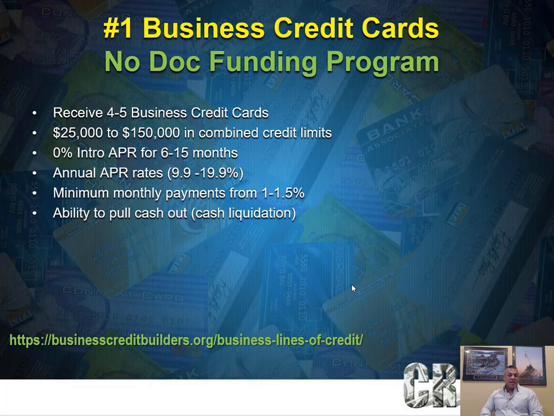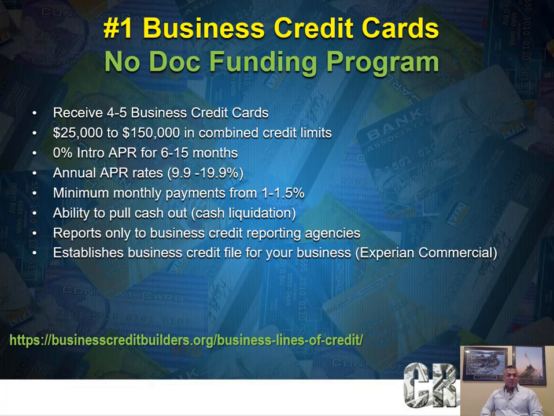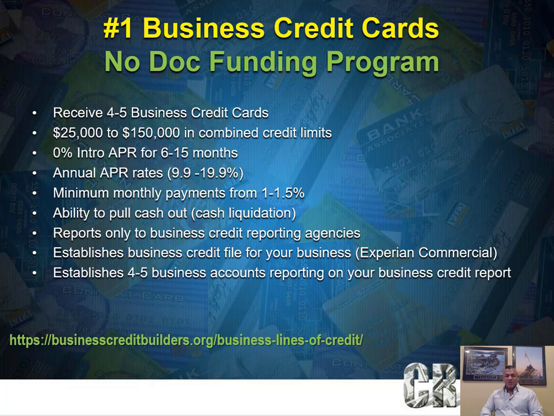We could do it for you through cash liquidation, or you can use some other strategies, like if you need cash to pay contractors, then use something like Plastique. It makes much more sense. So it really depends on what you need the cash for. These cards only report to the business credit reporting agencies. Like I said, this establishes your credit file with Experian Commercial and establishes 4 to 5 accounts reporting on your business credit report. So this is going to generate a credit rating for your business.